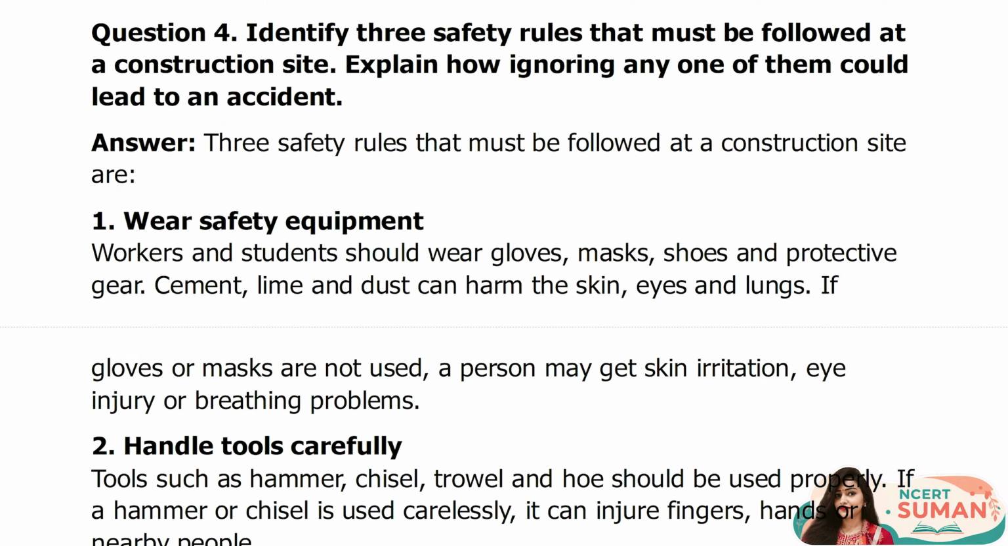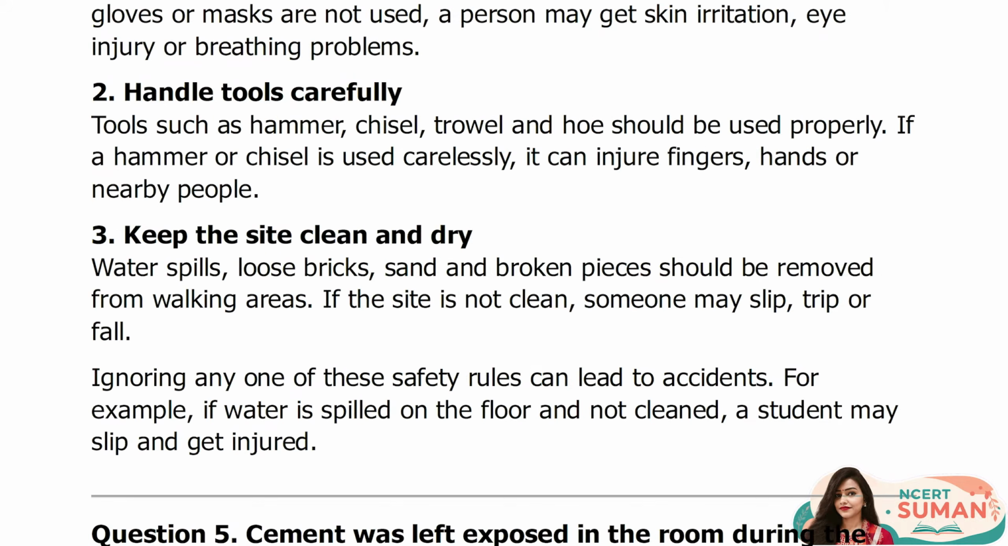Question 4. Identify 3 safety rules that must be followed at a construction site. Explain how ignoring any one of them could lead to an accident. Answer. 3 safety rules that must be followed at a construction site are: 1. Wear safety equipment. Workers and students should wear gloves, masks, shoes, and protective gear. Cement, lime, and dust can harm the skin, eyes, and lungs. If gloves or masks are not used, a person may get skin irritation, eye injury, or breathing problems. 2. Handle tools carefully.